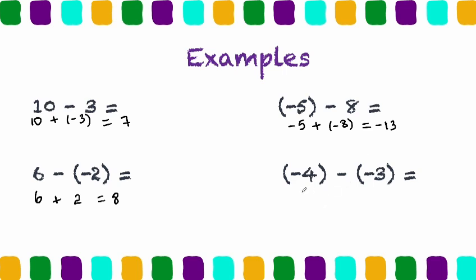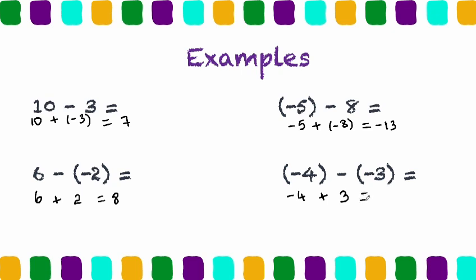For this example, we have -4. We're going to keep our -4. We're going to change this subtraction sign to an addition sign, and we're going to also change the sign of the number which is being subtracted. So because it is a -3, it will become a +3.